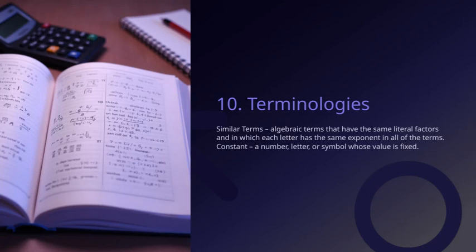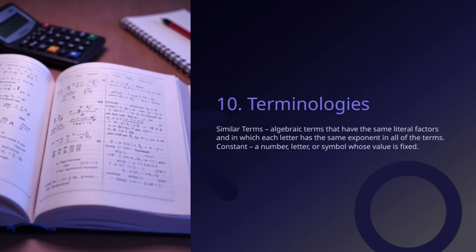Now, let's talk about similar terms. These are algebraic terms that share the same literal factors, meaning they have the same variables with the same exponents. For example, 3x²y and 7x²y are similar because they both contain x squared and y. Recognizing similar terms is important because they can be combined through addition or subtraction, which simplifies our expressions.